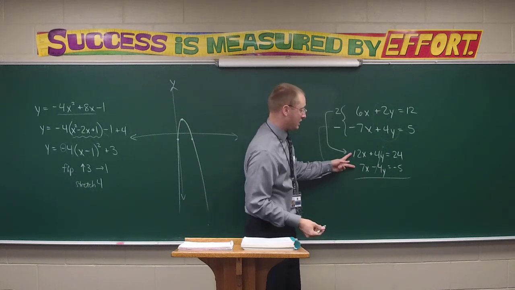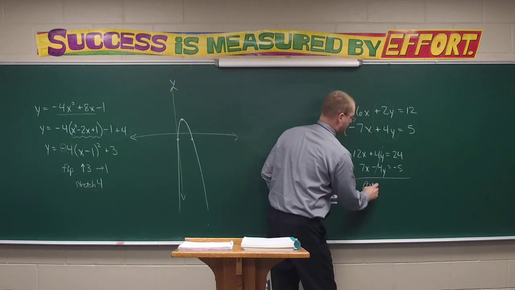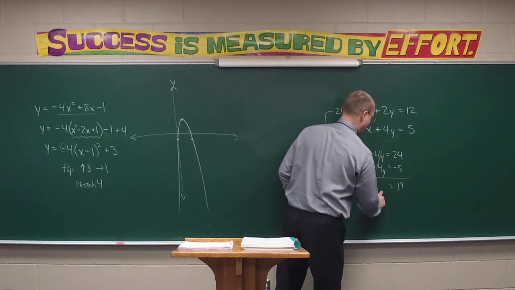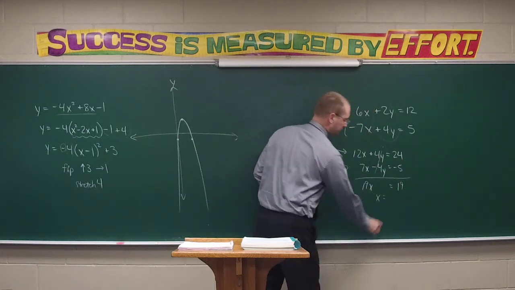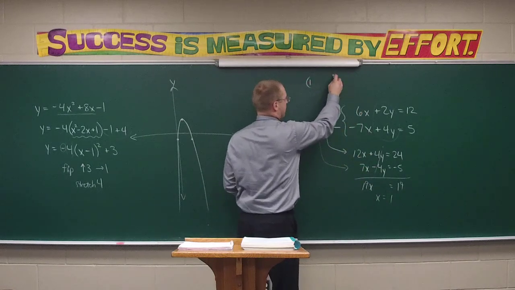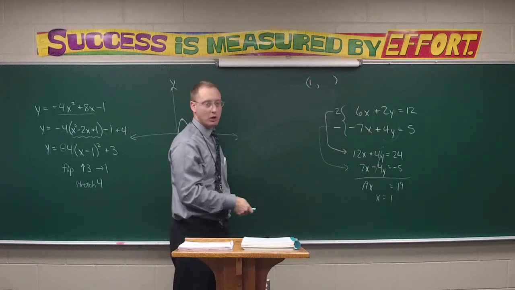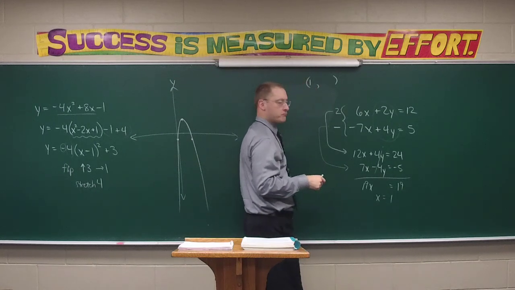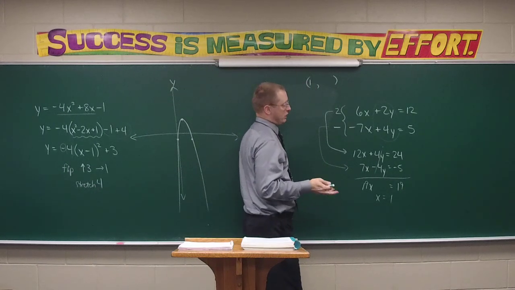I'll add the x's, class. 19x, obviously we see the y's canceled, and then here I'm going to combine to get 19. So we end up getting x is equal to 1. There's the abscissa. We need the ordinate. How do we go about getting the ordinate, Audrey? You plug it in. Where?